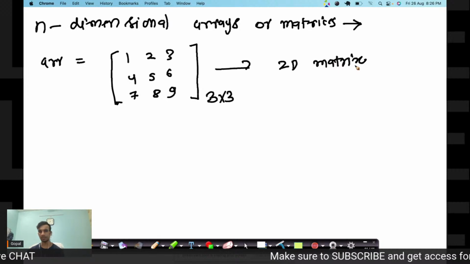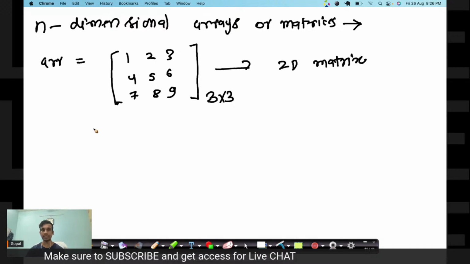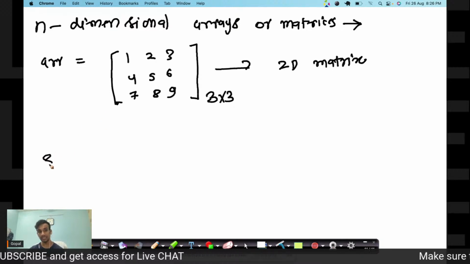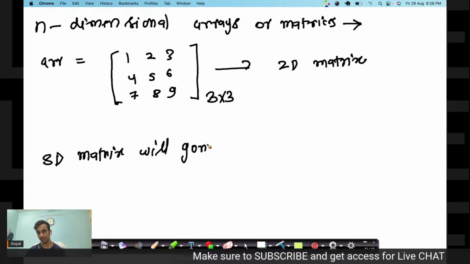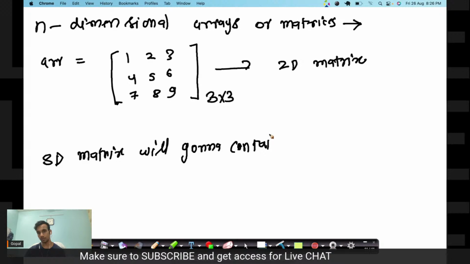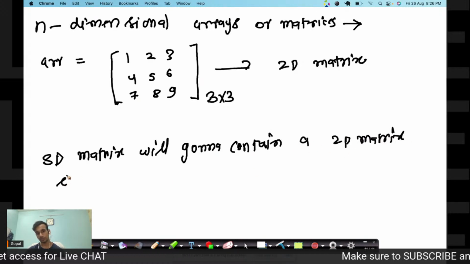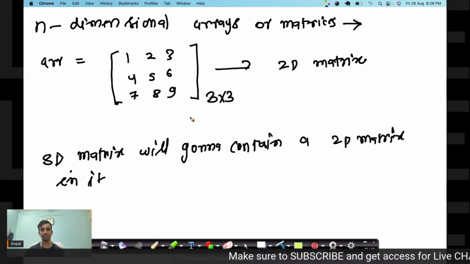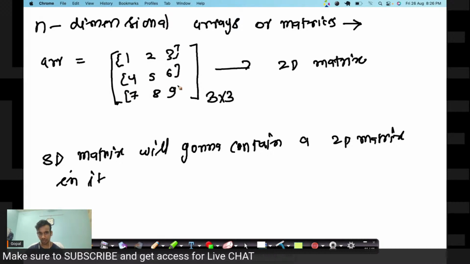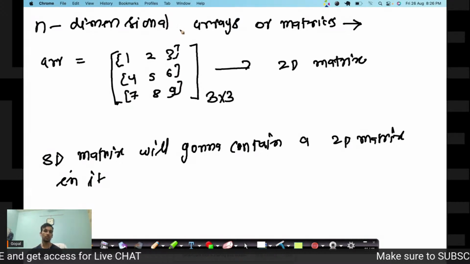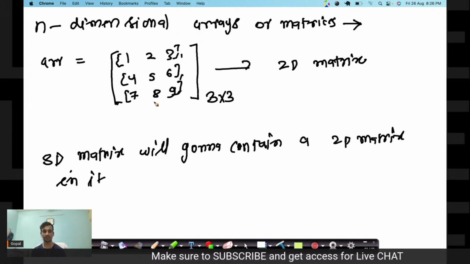Do we have a 3D matrix as well? Yes, we do. It turns out we do. A 3D matrix will contain 2D matrices in it, the way a 2D matrix contains 1D matrices. If you look closely here, this is a 1D matrix, this is a 1D matrix, and this is also a 1D matrix. Yes or no? Similarly, a 3D matrix will contain 2D matrices as well.